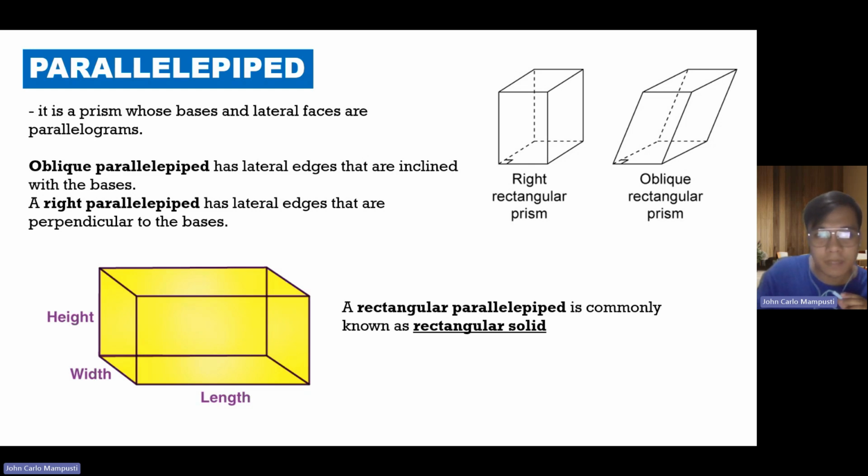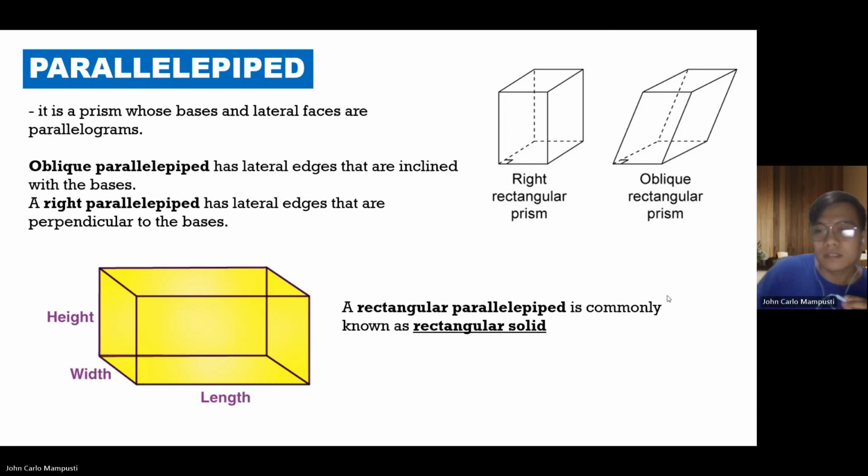So, when we say oblique parallelepiped, it has lateral edges that are inclined. So, itong nasa figure natin sa right part, this is an example of an oblique rectangular prism, kasi inclined yung kanyang lateral edges. Next one, a right parallelepiped has lateral edges that are perpendicular to the bases. Kaya nga siya tinawag na right parallelepiped.